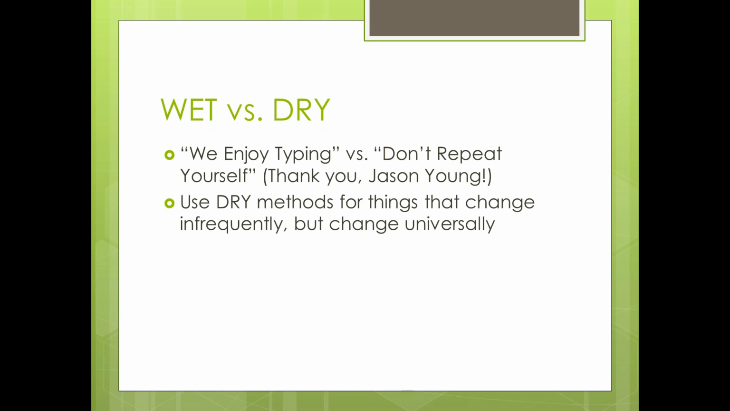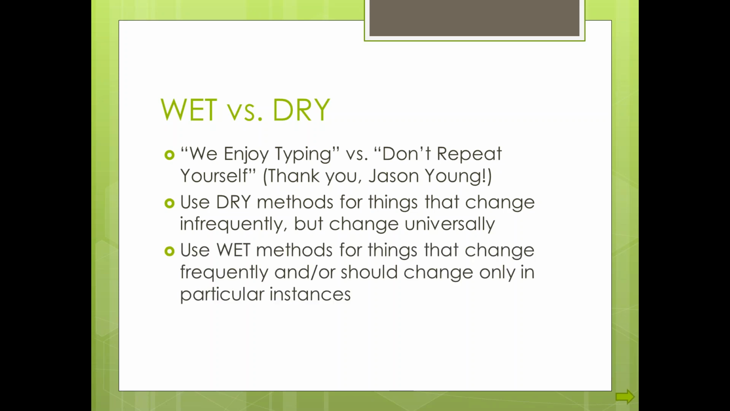We advocate using dry methods for anything that changes infrequently but should change universally. So there are some things that change very often. The code itself, it needs to change a whole heck of a lot. Or it's something that if it does change, it should only change in this one little scope. For those, use wet methods, that's appropriate. But for anything that you can identify that this pattern repeats itself throughout the system and should repeat itself in exactly the same way throughout the system, we use dry.